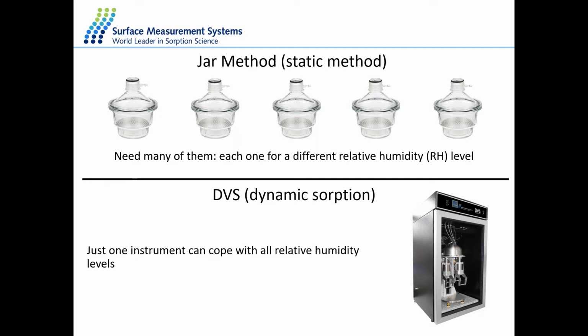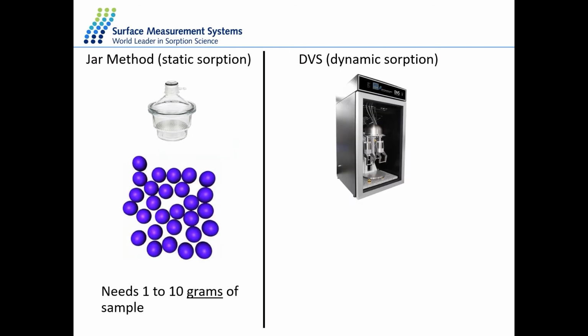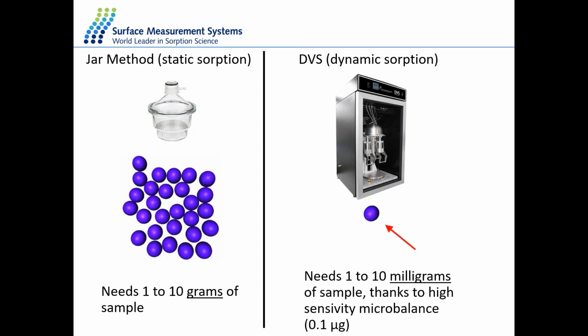And there are significant differences in the way the experiment is performed and the amount of sample required to perform the experiment. So if we look at a jar method, we require a few grams of sample. The higher the mass of the sample, the more accurate the measurement will be, because we are handling the sample throughout the entire experiment. So we need a higher mass to make the process repeatable. In a DVS, we can use milligrams of sample because we have a microbalance that constantly reads the mass of the sample, so we can make it fairly accurate by making it repeatable.